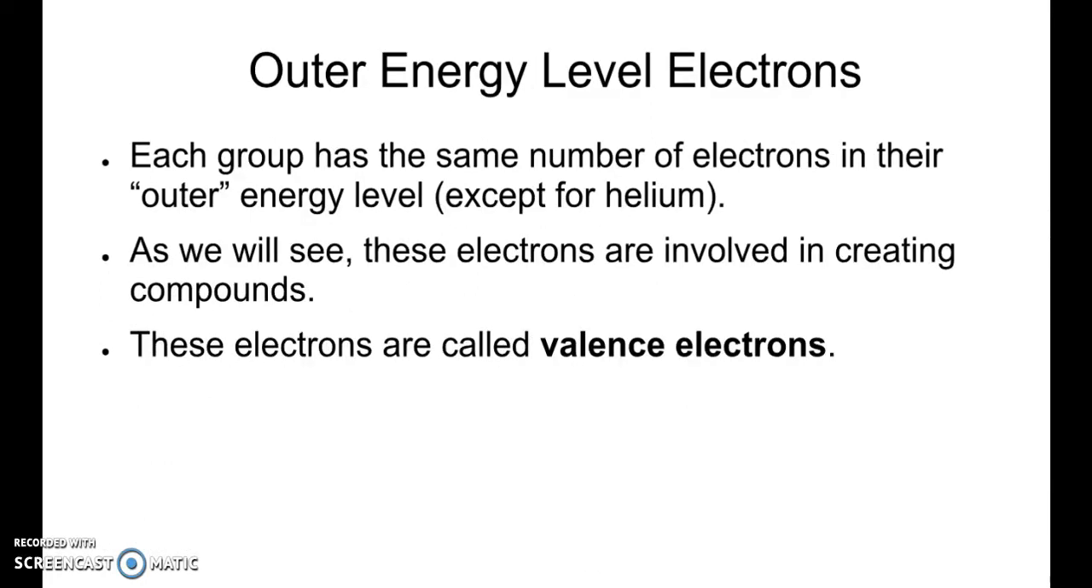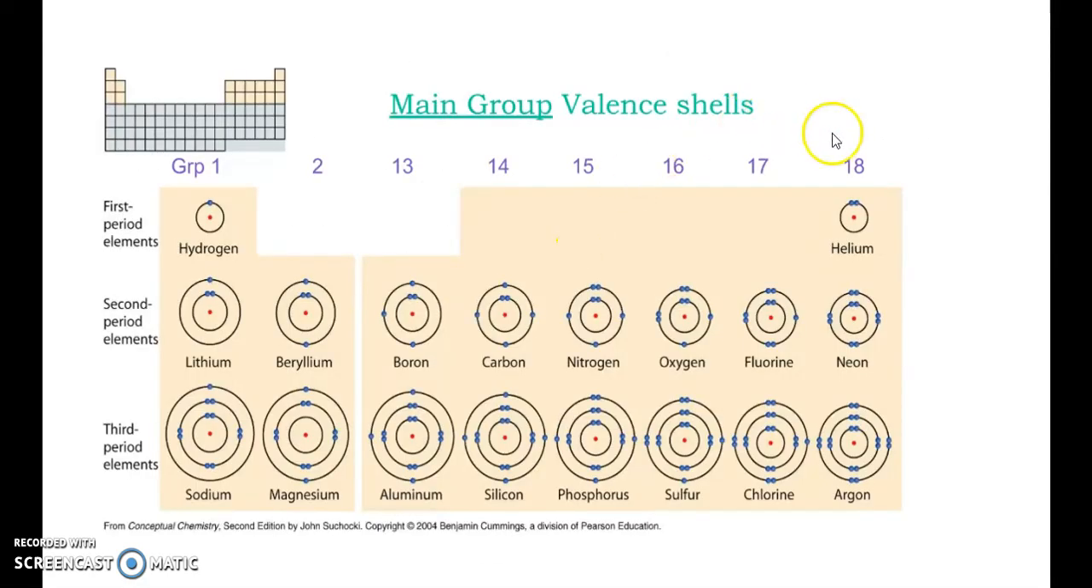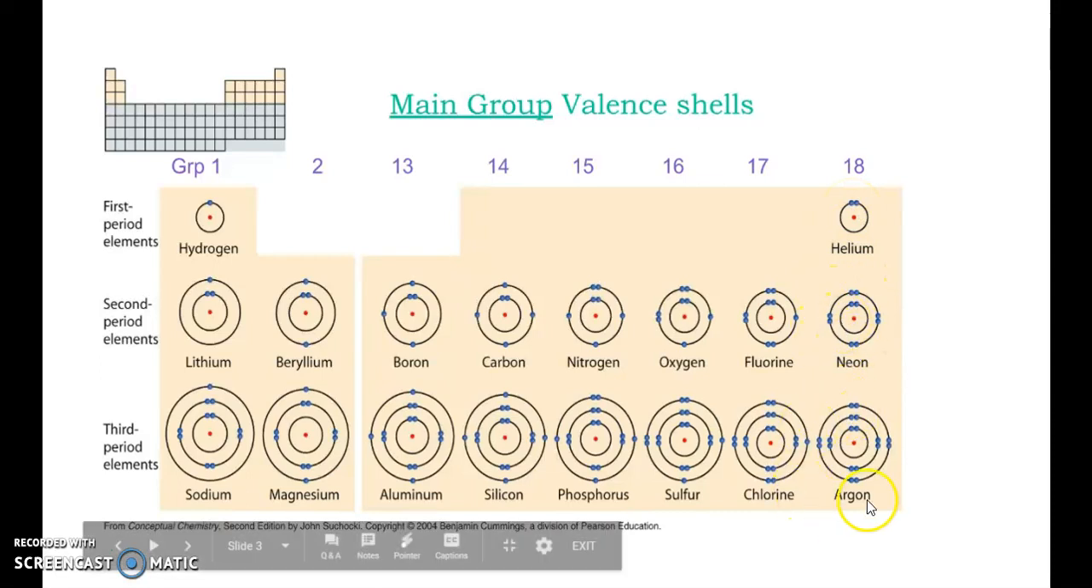Again, I want you to have this definition. Know what valence electrons are. Those are electrons that are in the outermost energy level. It says each group has the same number of electrons in their outer energy level except for helium. So helium is the only exception to this. If we look over here, helium has 2 in its outermost shell, whereas neon has 8. Argon also has 8. But there's a reason for this.